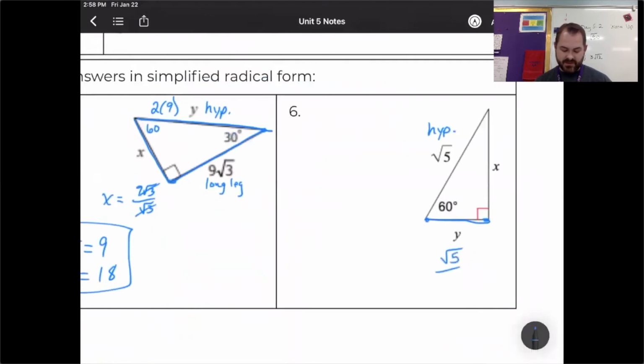So I take that root 5 and I just divide by 2. There's nothing you can do with that. That's already in simplified form. So y equals root 5 over 2.